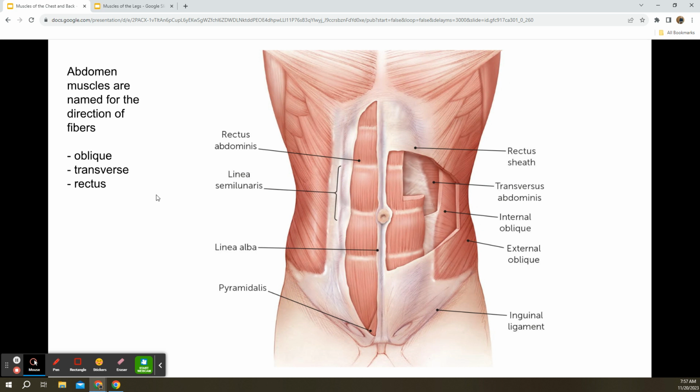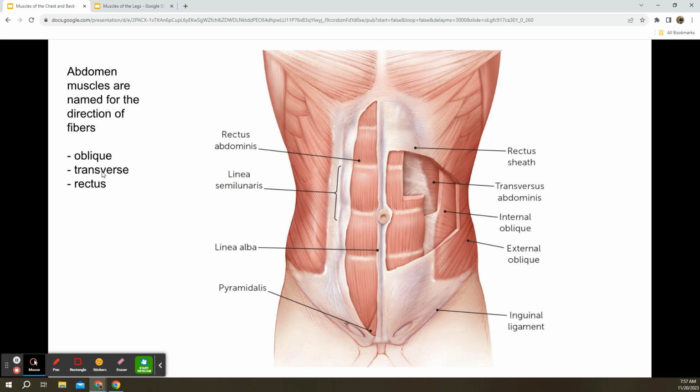So when we're talking about our abdominal muscles, it's all primarily based off direction. Looking at each of these different terms, your oblique muscles are primarily located at a slant. So we're really looking at the direction of the fibers. Your external and internal oblique muscle fibers are moving at a slant.